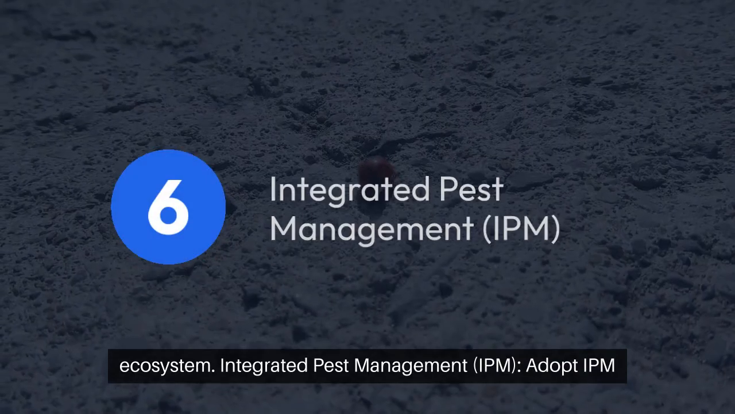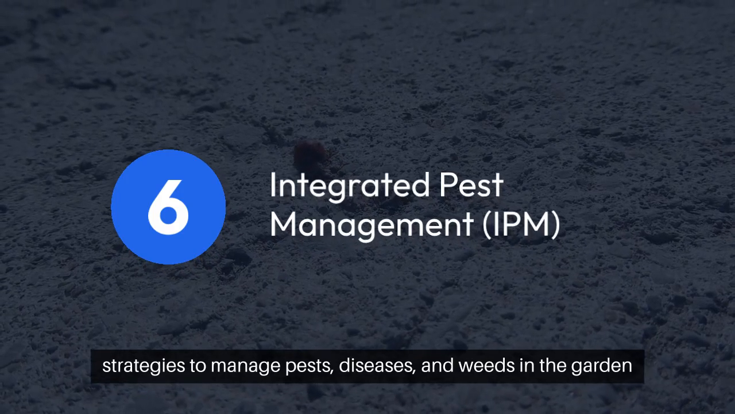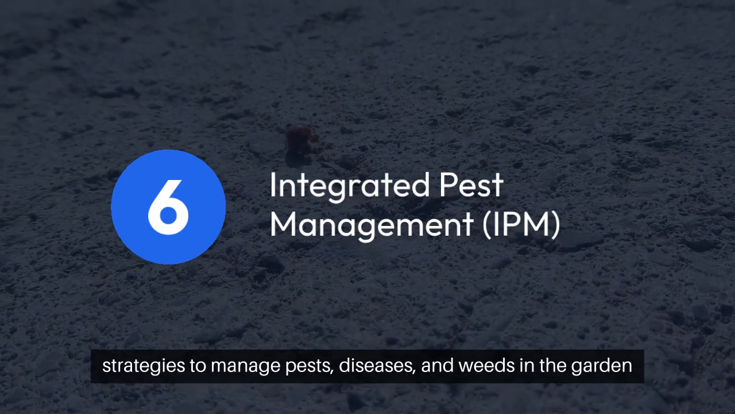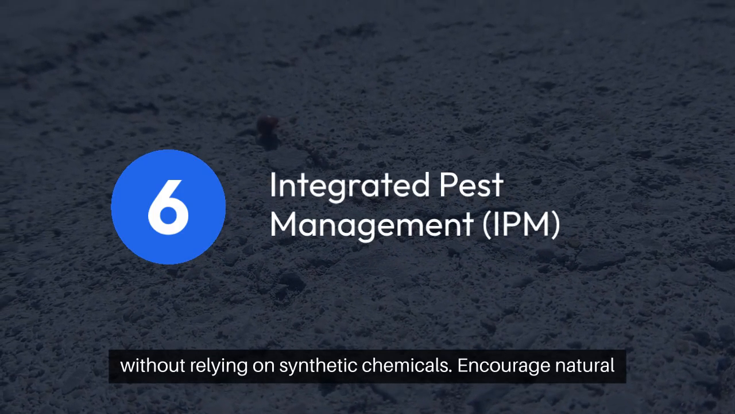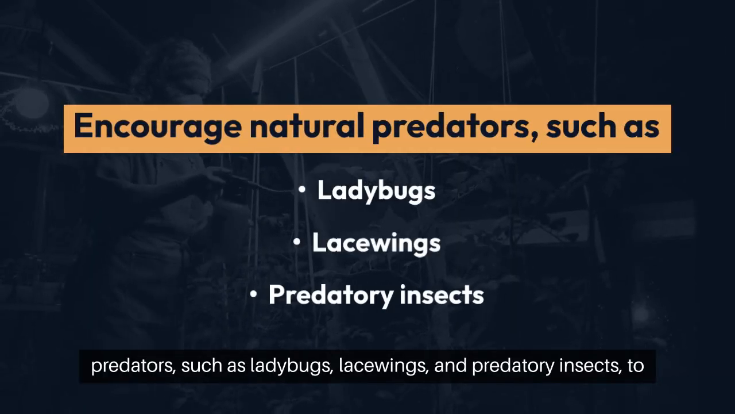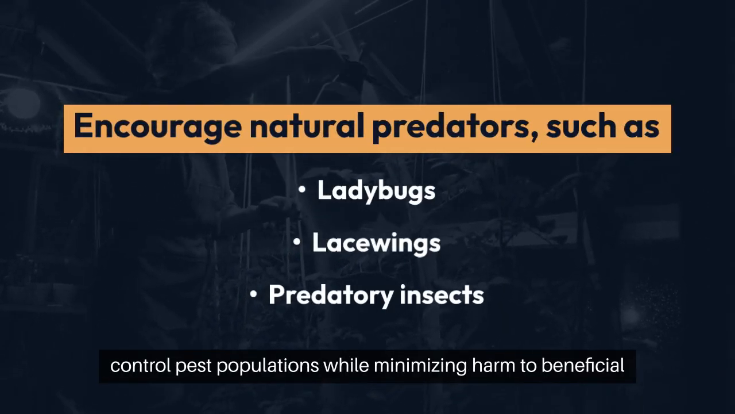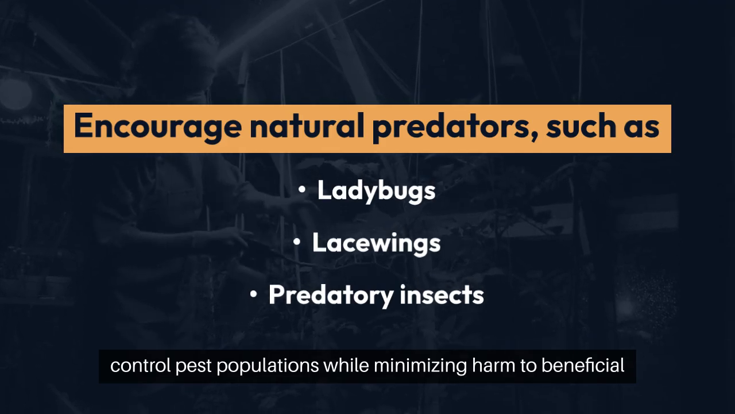Integrated pest management, IPM. Adopt IPM strategies to manage pests, diseases, and weeds in the garden without relying on synthetic chemicals. Encourage natural predators such as ladybugs, lacewings, and predatory insects to control pest populations while minimizing harm to beneficial insects and wildlife.